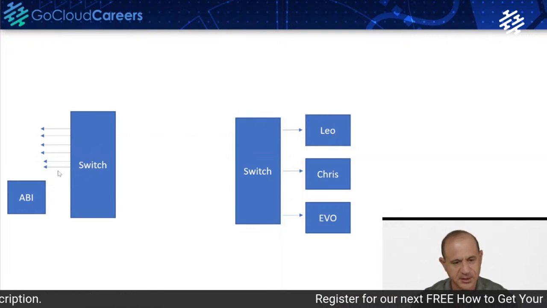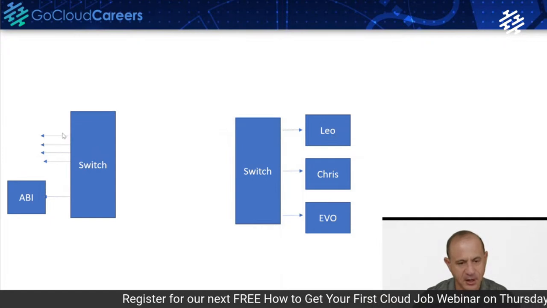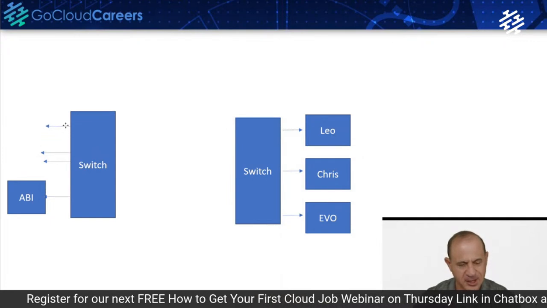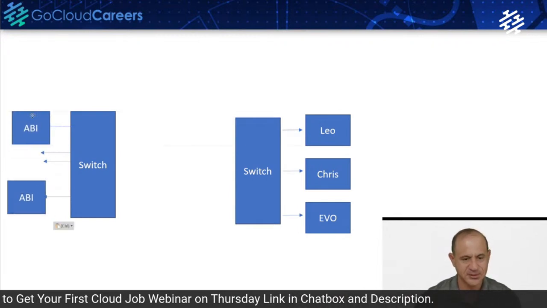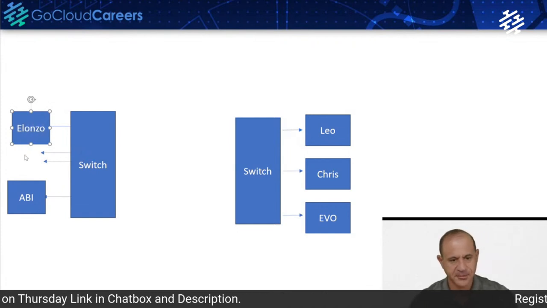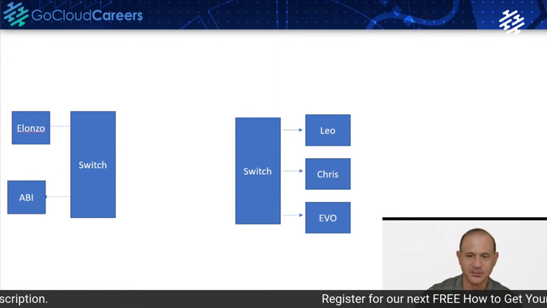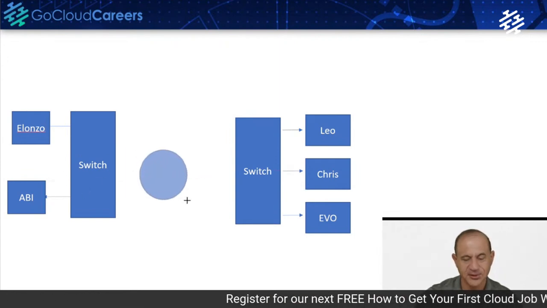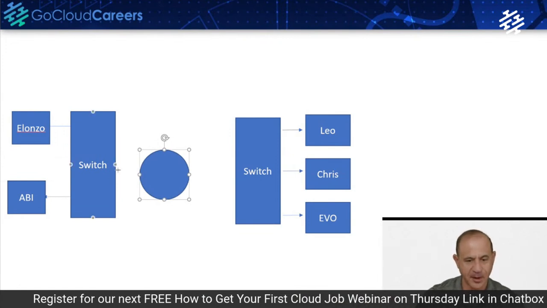Get rid of all this nonsense over here. Let's keep a couple of these. So let's keep Abigail over here. Now, while we're at it, let's say we got my buddy Alonzo. Alonzo's over here. Get rid of all these things. Now we put a router in between them. Now these are all different subnets. So the router is going to route between the subnets.